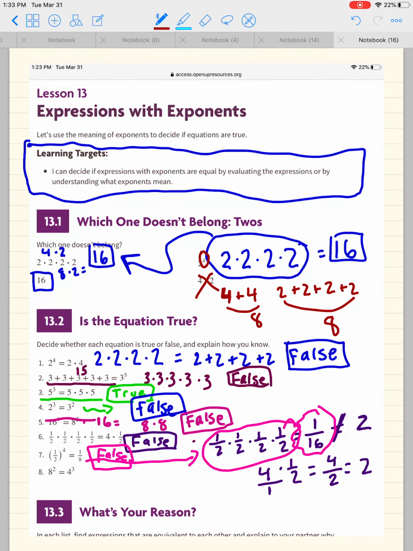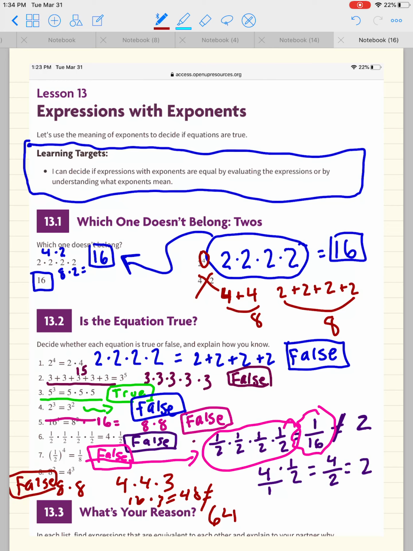All right. 8 squared, or 8 to the second power, equals 4 cubed. Let's check it out. We have 8 times 8, and we have 4 times 4 times 4. 8 times 8 is 64. And 4 times 4 is 16. 16 times 3 is equal to 48. So 48 does not equal 64, so this is also false.